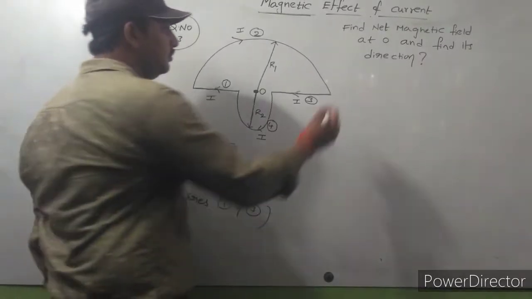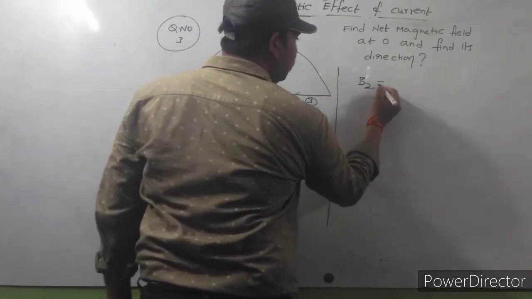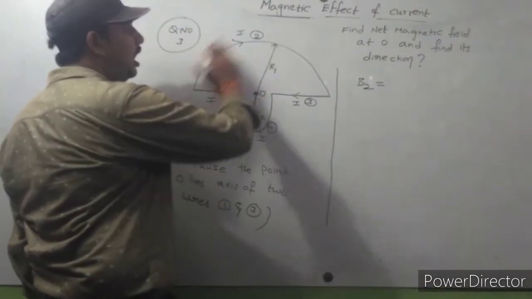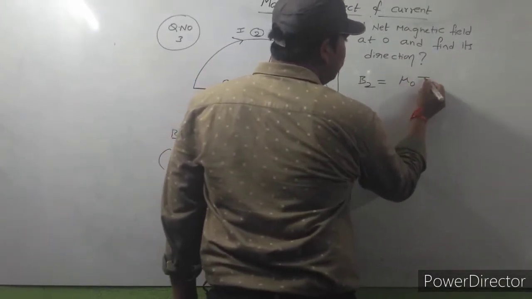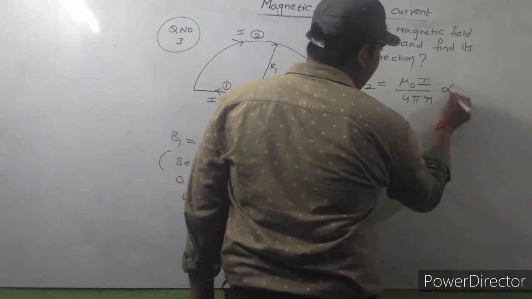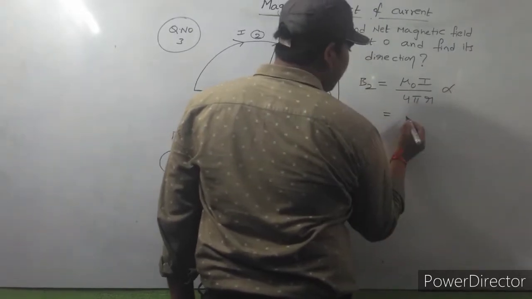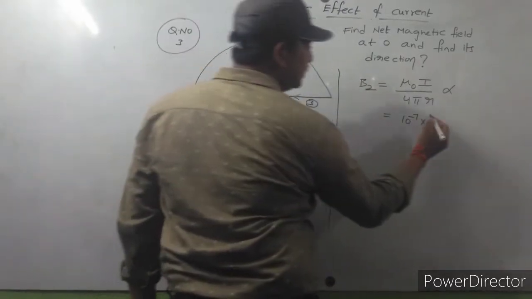Next, what about B2? B2 is equal to, this is an arc. Then the magnetic field due to an arc has the formula mu naught I by 4 pi r into alpha. Mu naught by 4 pi means 10 power minus 7. The electric current is I.